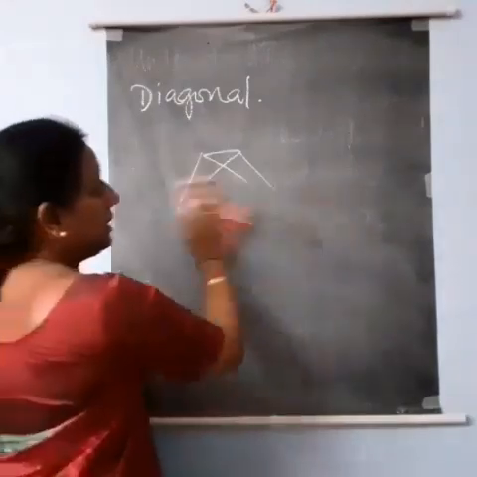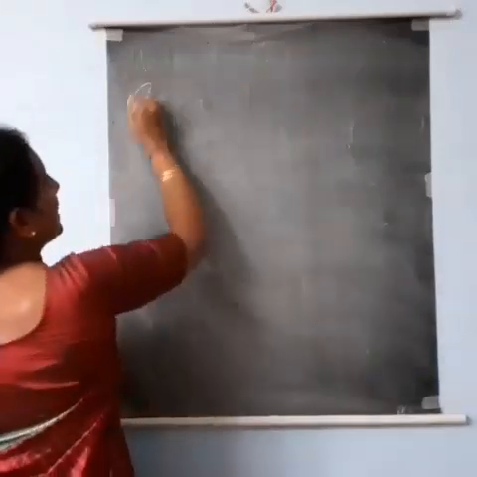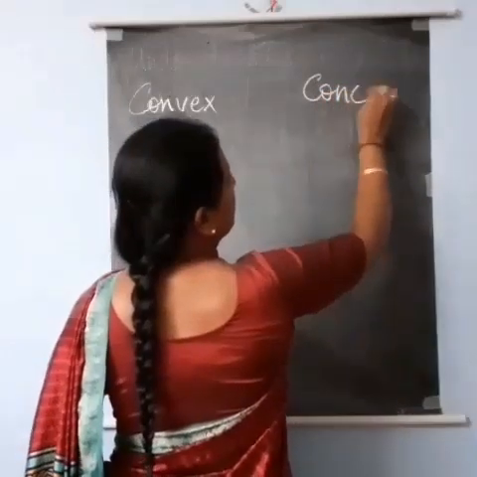Now, based on this diagonal definition, we have convex polygons and concave polygons.